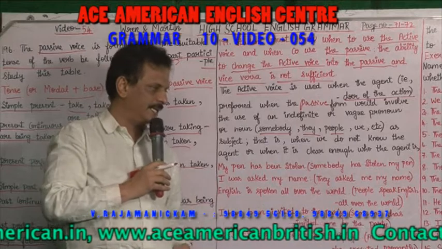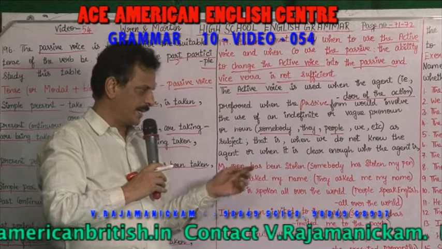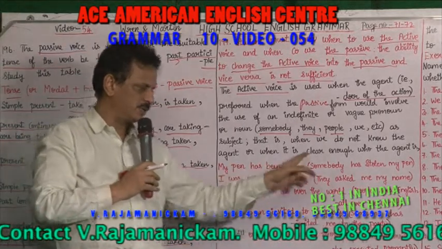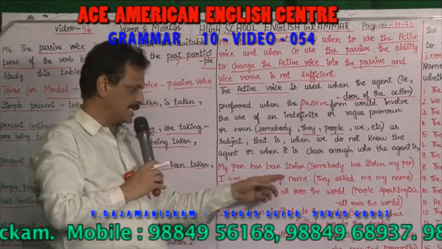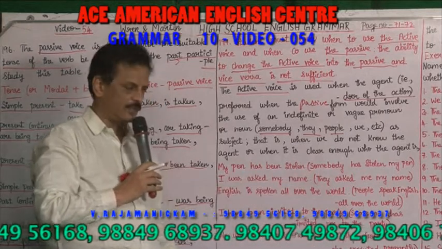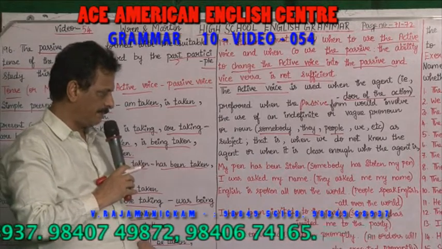So by somebody, you don't want to mention who it is. There you are using passive voice. Somebody has stolen my pen. So my pen has been stolen by somebody. You don't want to mention somebody. I was asked my name by somebody. So you don't want to say about the subject. There you are using the passive form.